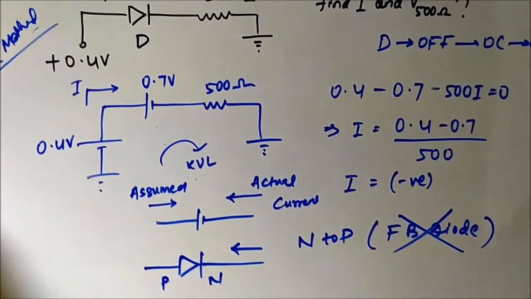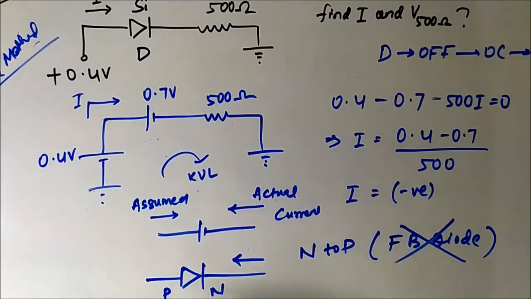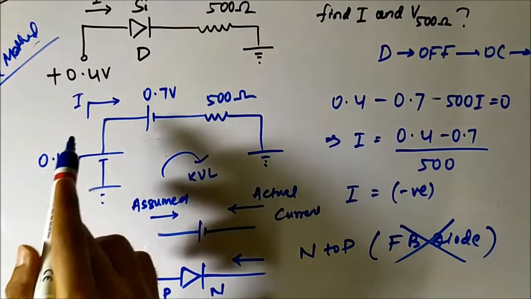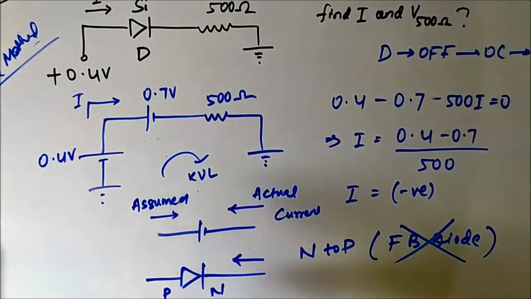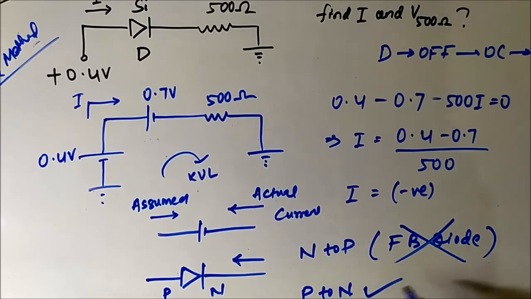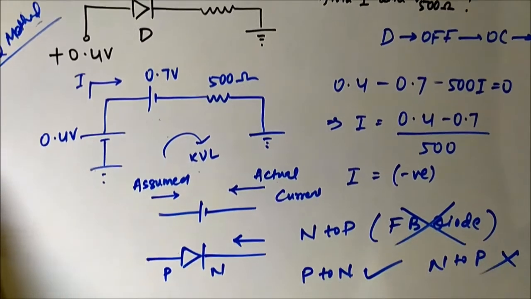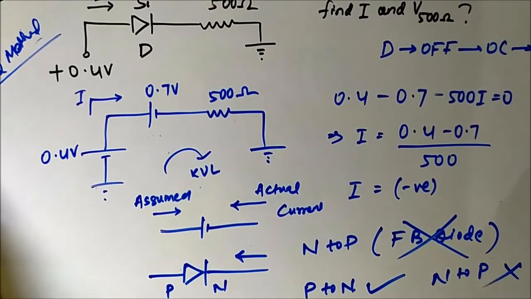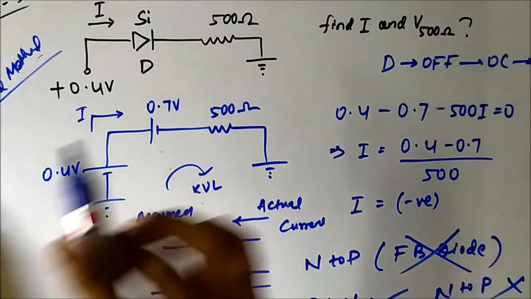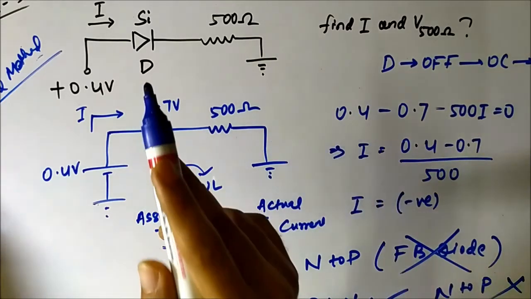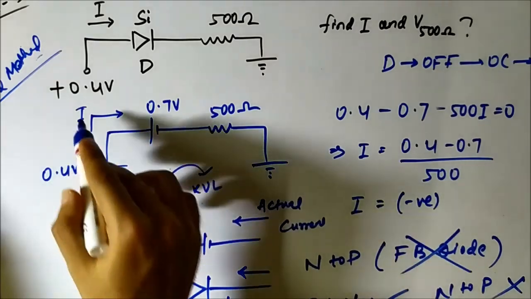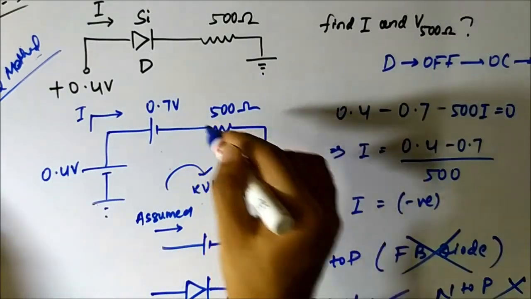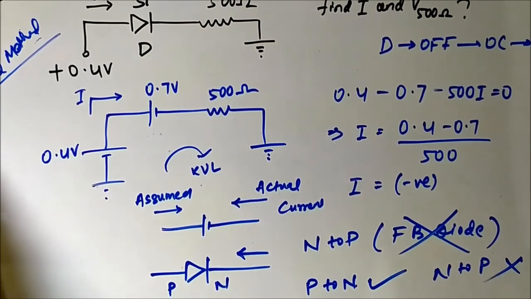Okay, so this is the second method. Replace the diode with its equivalent circuit, assuming that it is on. Find the current flowing through the diode, and check the direction. The direction should always be from P to N. N to P is wrong. Here the actual current is flowing from N to P. So that's why this diode here is off. So both the methods give us the same result, that the diode is off. As the diode is off, current is 0 ampere, and the voltage drop across the 500 ohm resistor is 0 volt.